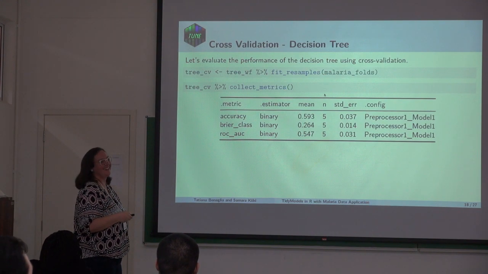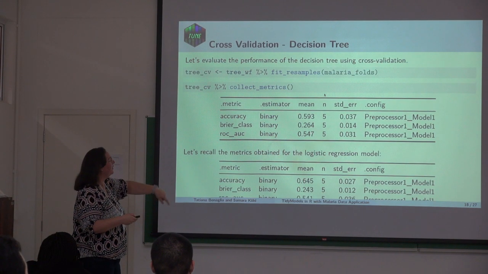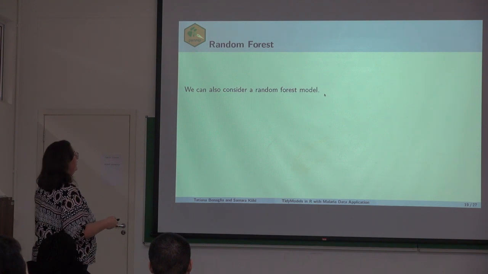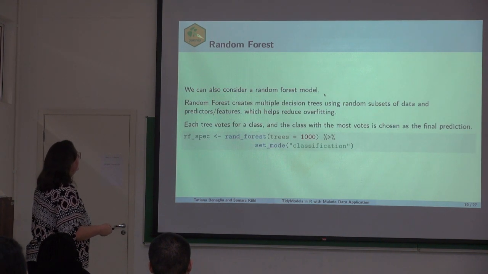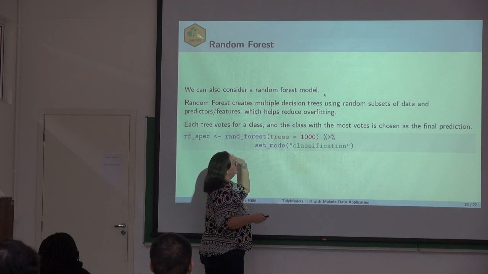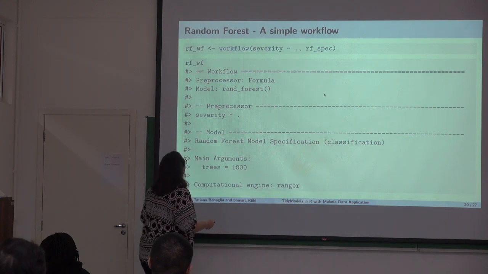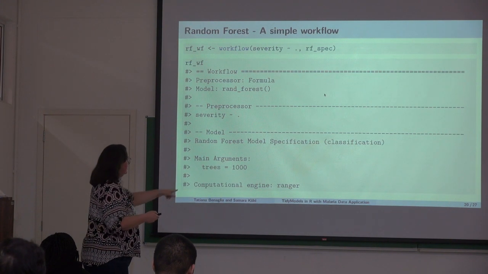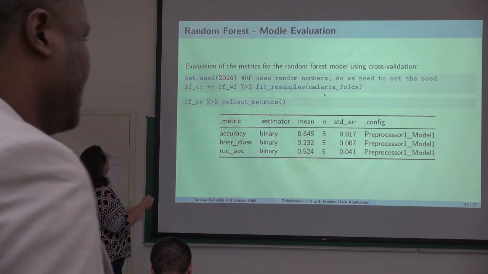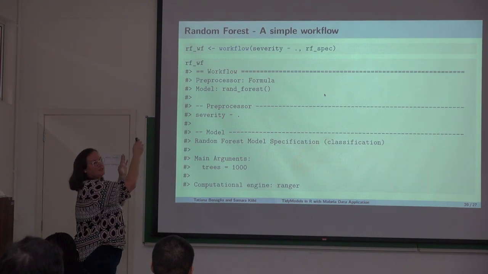I'm going to go fast now so you can compare. We could do random forest, you can go faster here. Okay, random forest, specify how many trees, if I don't, it's 500. Classification, the default engine is ranger, so I didn't specify the engine. You do the same, you get the workflow here, just the formula and model.